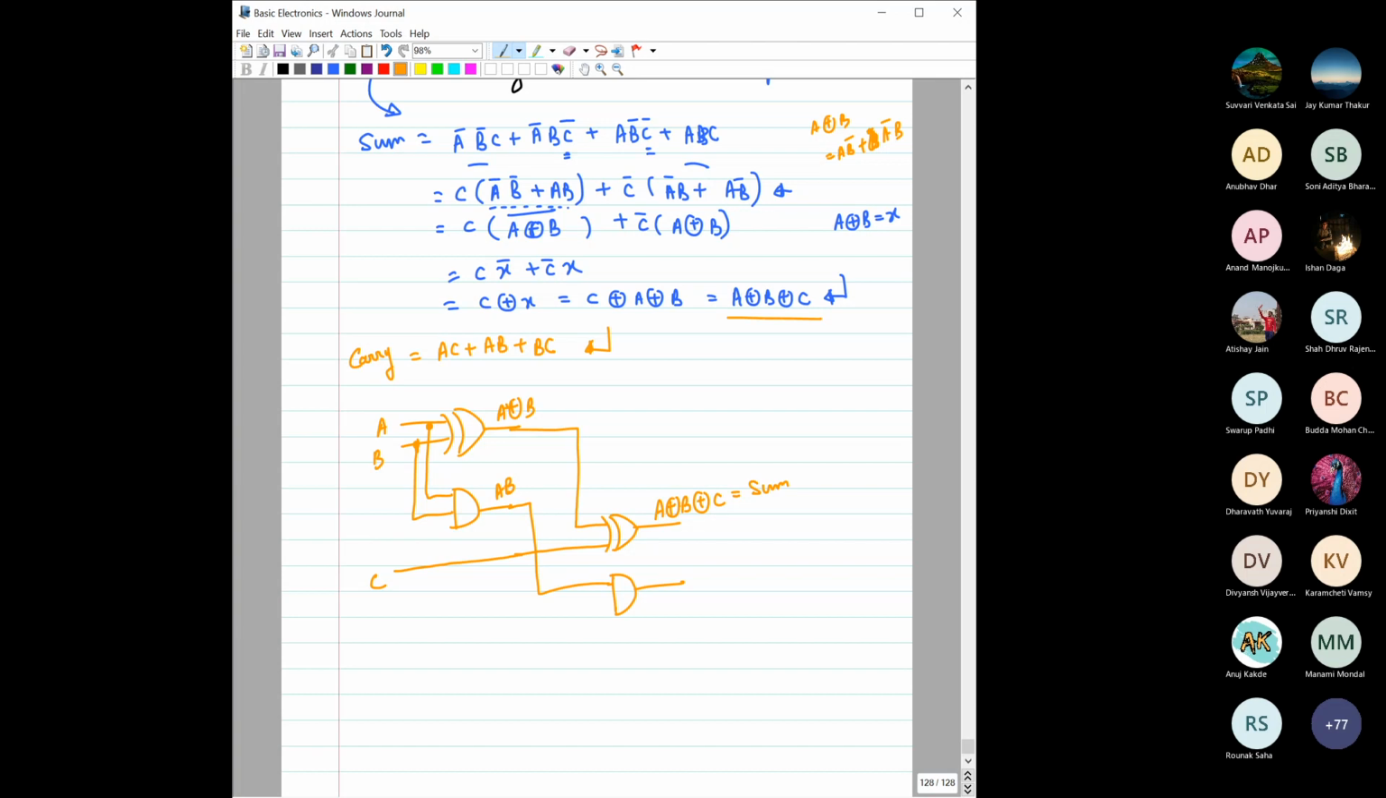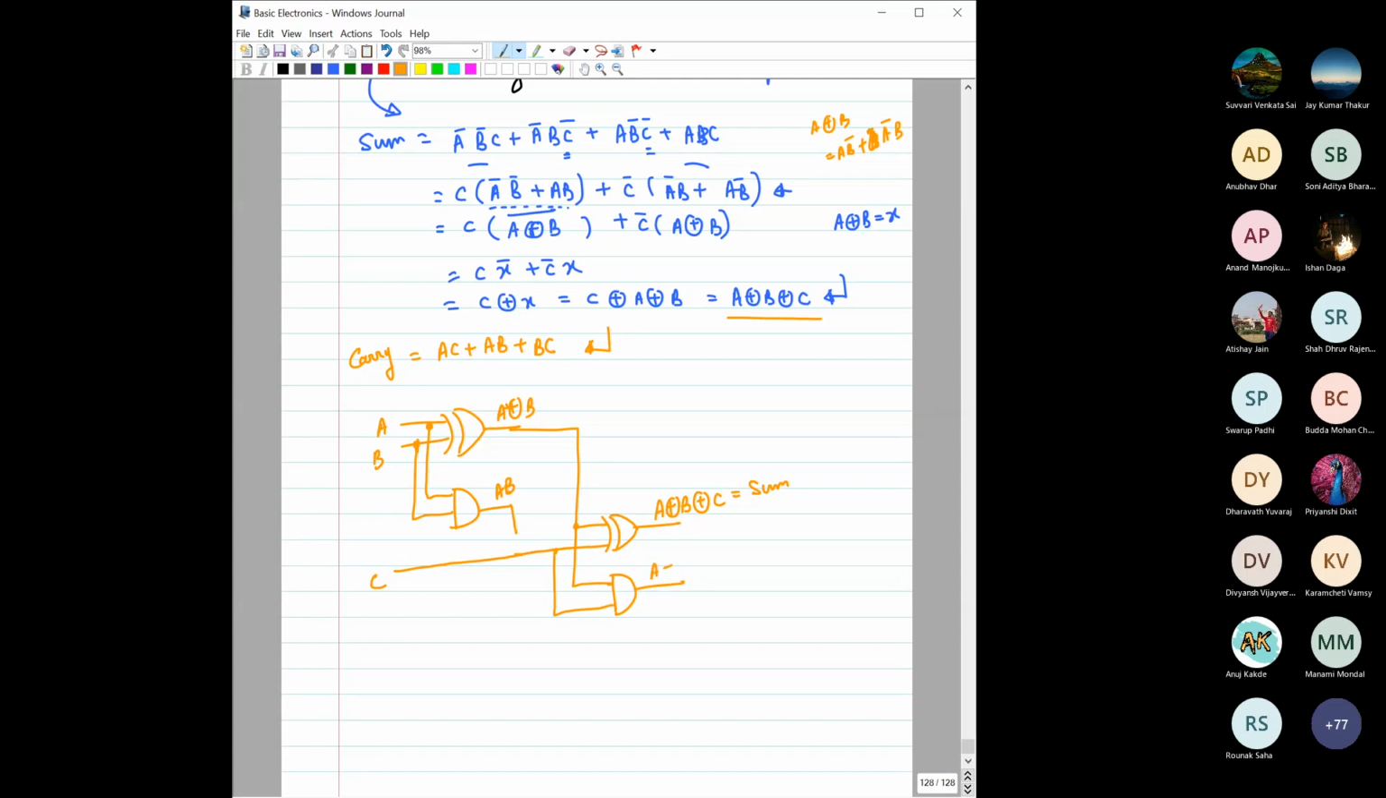Just a minute. I think no. How can we feed this AB? Then it will be multiplied with some other term, no? But here we have only this type of term AB. So we will be taking this AB directly. But what we have to do from here is that we will take this A XOR B, this thing here, right? And we will take the other one separately.